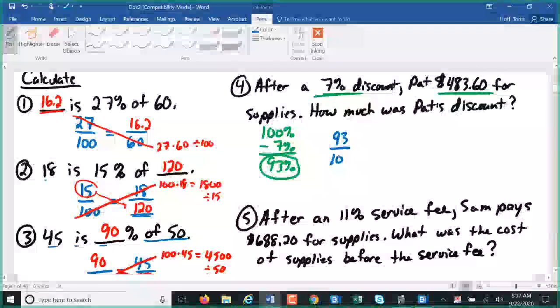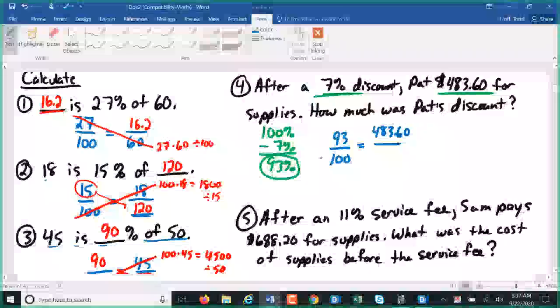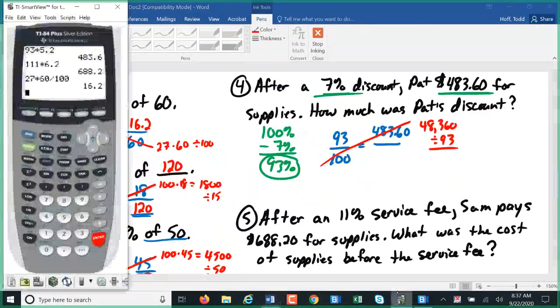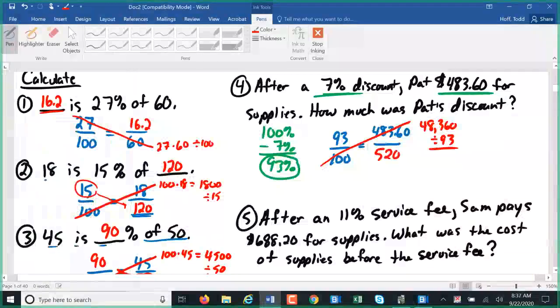So 93%, or 93 out of 100, the $483.60 represents the 93%, the price after the discount. So now we'll cross multiply and divide. The 100 is diagonal to the 483.60. So we multiply those, and then we divide by 93. Giving us $520 was the original price before the discount.